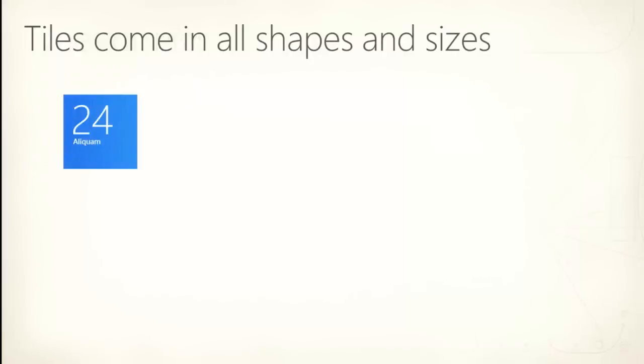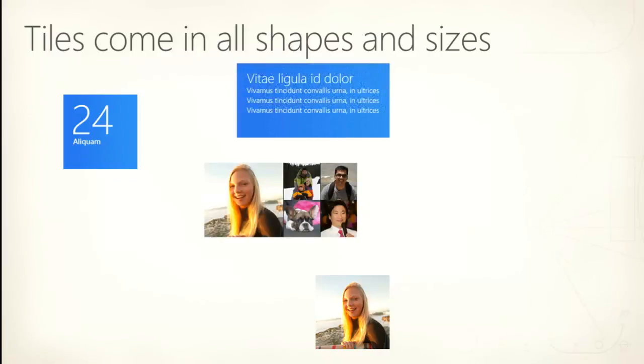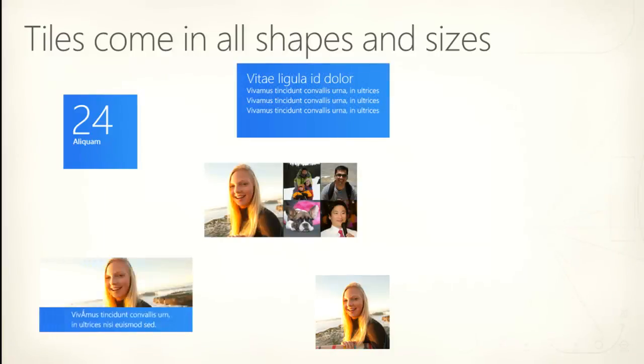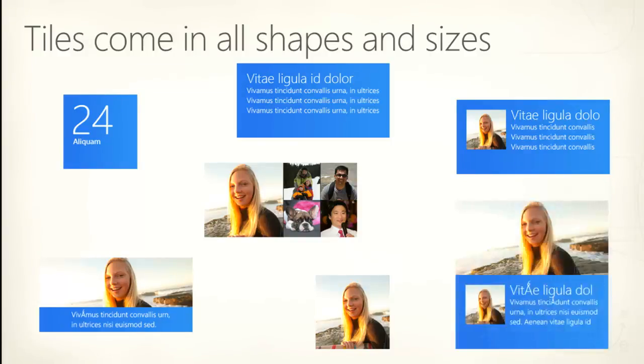Tiles come in all shapes and sizes. So there's ones with text, there's ones with pictures, there's ones with more pictures, ones with combinations of text, pictures, and thumbnails, and huge tiles, which I haven't actually seen one yet. Anyone seen a tile that big yet? You can actually do double tiles. So lots of options.